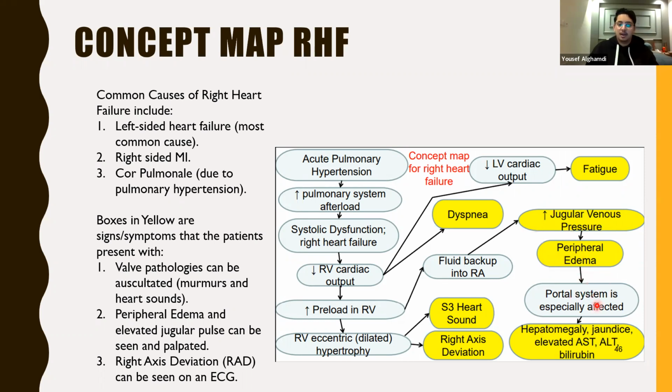And then, okay, the portal system is affected. The portal system, you guys just did GI before cardio. So your liver system, right? Your aspartate aminotransferase, your alanine aminotransferase, bilirubin, and the patient will be jaundiced and he will have hepatomegaly. Okay, and then like we said before, S3 and right axis deviation.